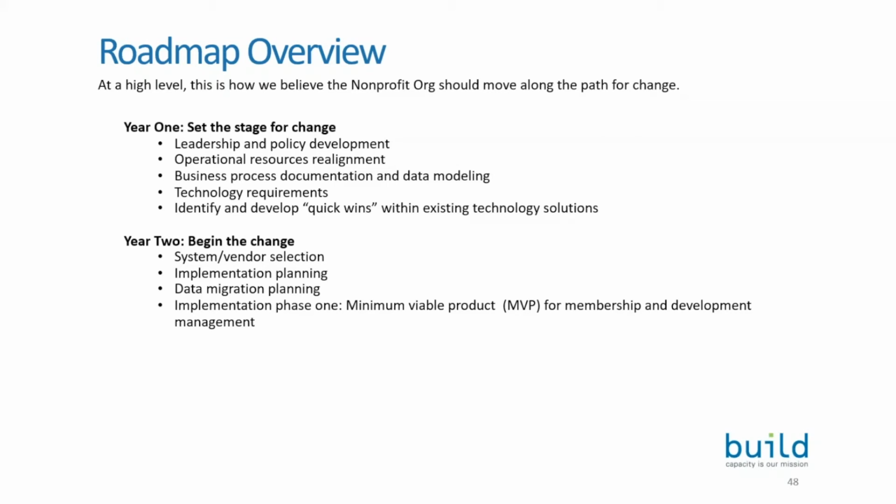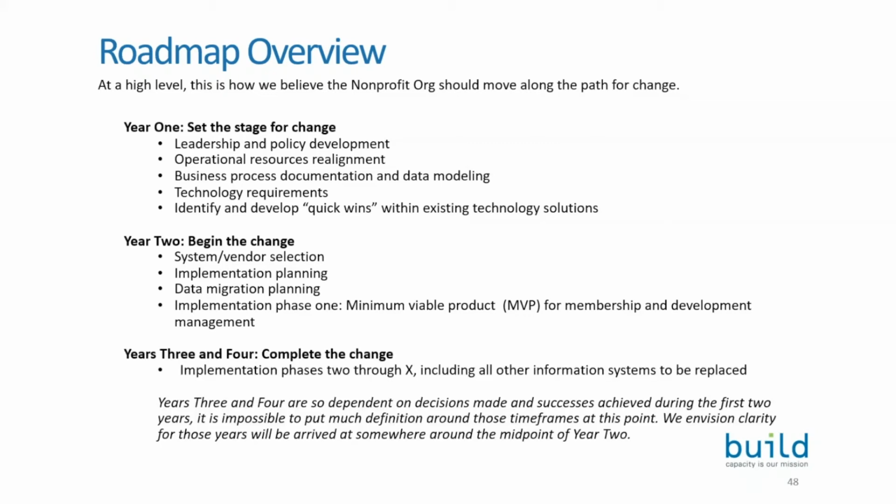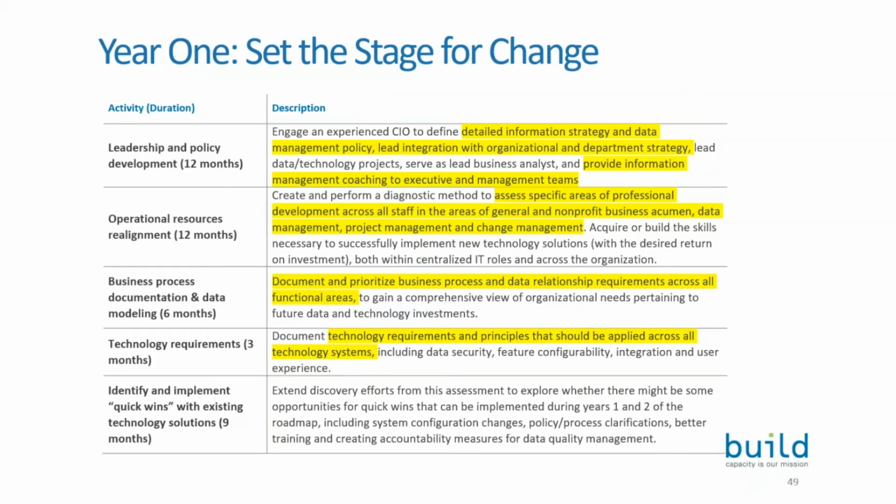And then when you actually get to the roadmap, you're defining it in terms of setting the stage for change, knowing that change will need to take place in order for technology and data projects to be successful. We're going to begin the change in maybe the second year in this case by doing system vendor selection and implementation planning. And then in this case of this particular client, years 3 and 4, working through subsequent implementation phases.